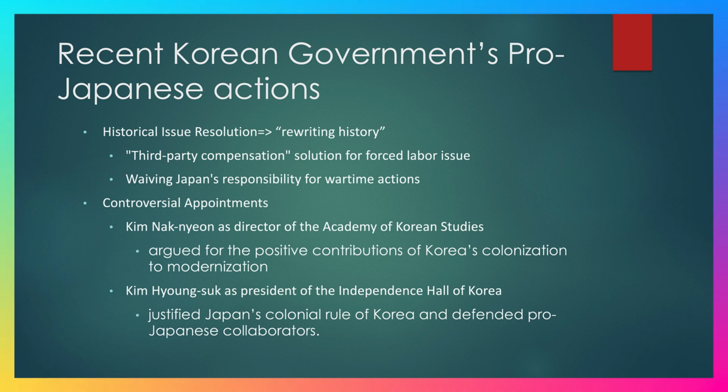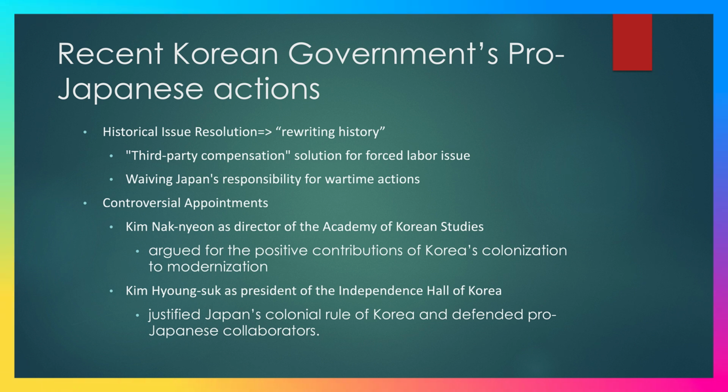And there's also a place called the Independence Hall of Korea, right? The independence means independence from Japanese colonization. So for this place, he appointed Kim Hyung-suk as the new president of the Independence Hall. But this person justified Japanese colonial rule of Korea as legal, right? And there were a lot of pro-Japanese collaborators. They're Korean but worked for the Japanese government, right? And he defended these pro-Japanese collaborators during the colonial time, right?